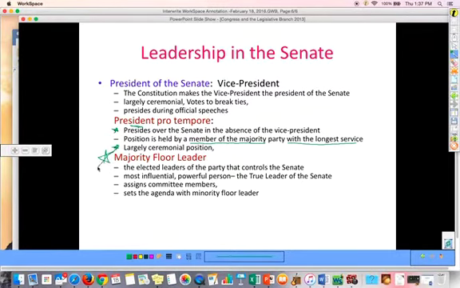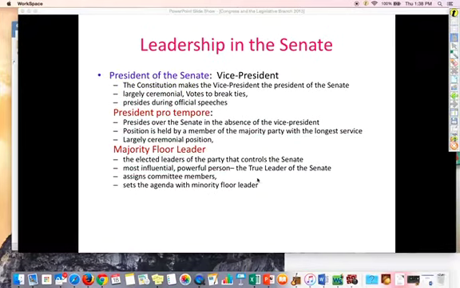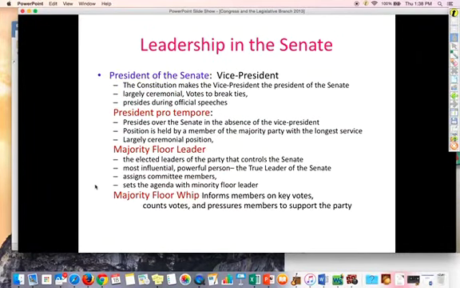What I want to go to is this one. And I want you to circle this big or write it down with stars, because this is the most powerful person in the Senate. The majority leader is the one who actually conducts most of the business in the Senate. They're elected by their party. They're the true leader. They assign committee members. They really act as the Speaker of the House does in the House, but the majority floor leader sets the agenda. They're very, very powerful. And so Mitch McConnell is the current one. He's a Republican, so you'll see him leading bills through the Senate.